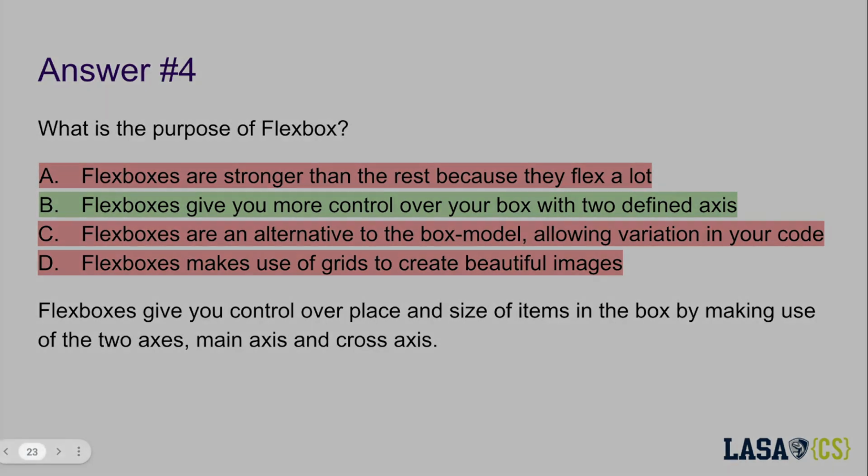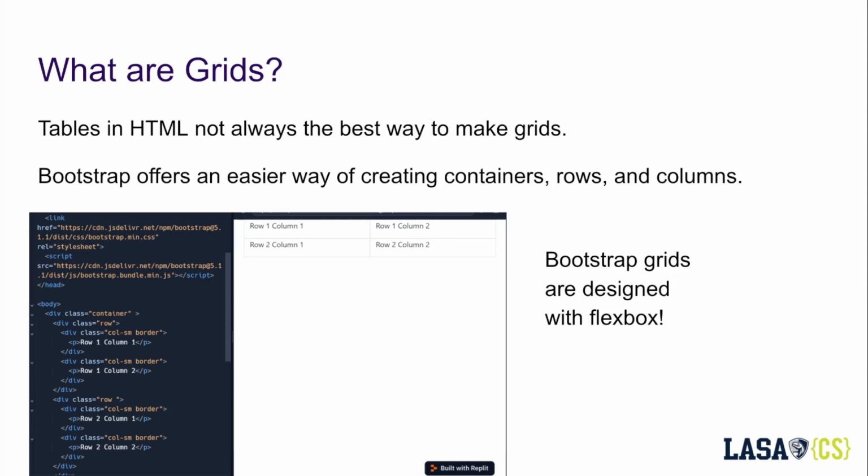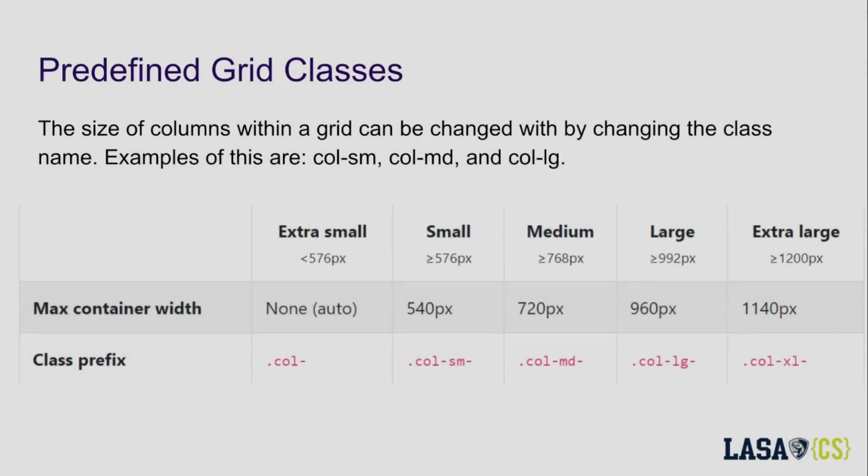What are grids? Tables in HTML are not always the best way to make grids. Bootstrap offers an easier way of creating containers, rows, and columns, designed with Flexbox. Here's an example. You can use the classes row and columns to make a grid with rows and columns. There are some predefined grid classes that can be used to change the size of columns within a grid. Some examples of these are extra small, small, medium, large, and extra large.